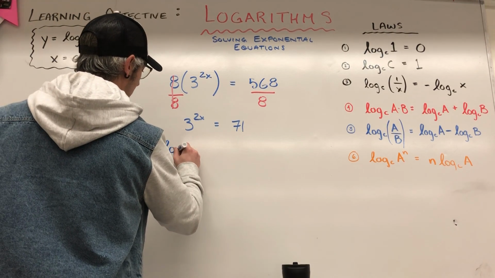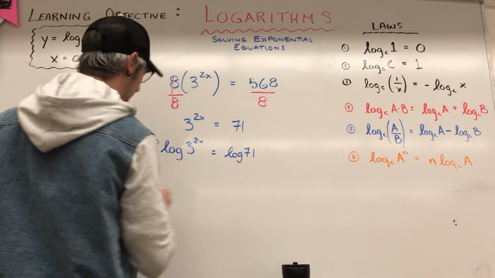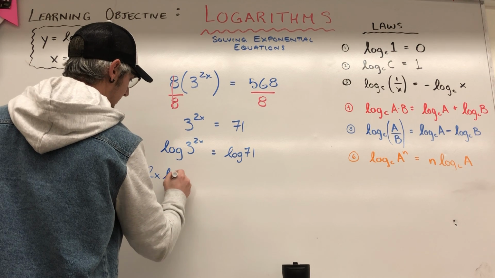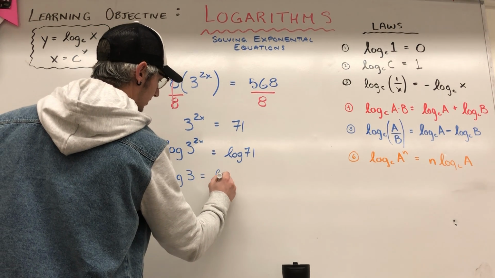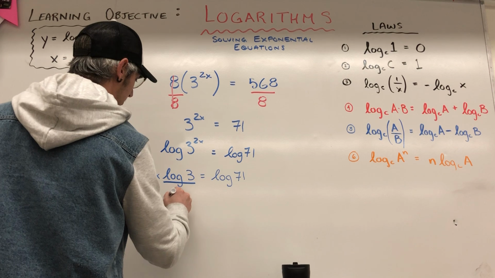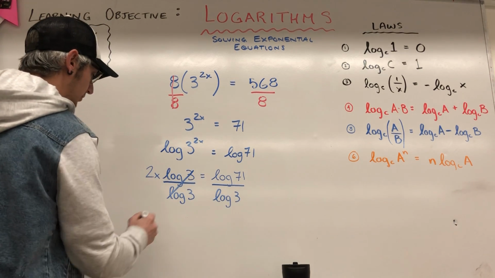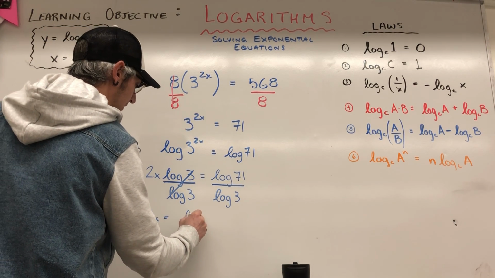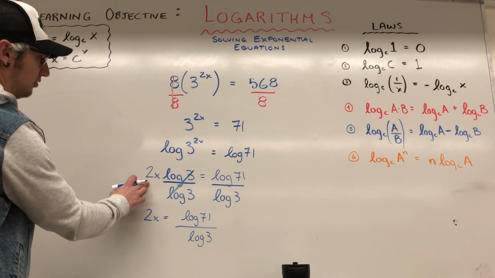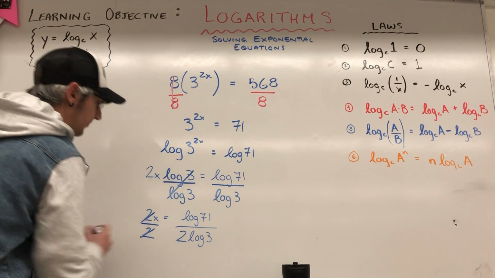And so when I do that, I get log of 3 to the power of 2x is equal to log of 71. And then using my log law, I'm going to bring this 2x down in front, times log 3 is equal to log 71. And then I'm going to divide out the log 3 from both sides, which leaves me with 2x is equal to log 71 over log 3. I could have divided the 2 out with the log 3, but I just wanted to not confuse you. So then I'm going to divide both sides by 2.